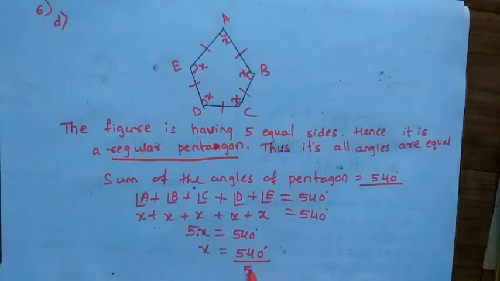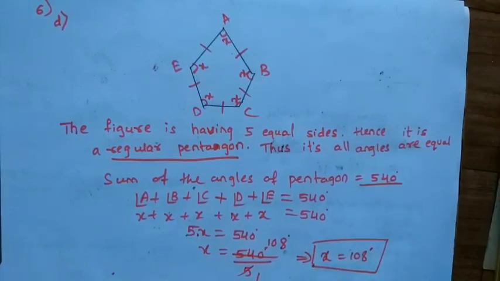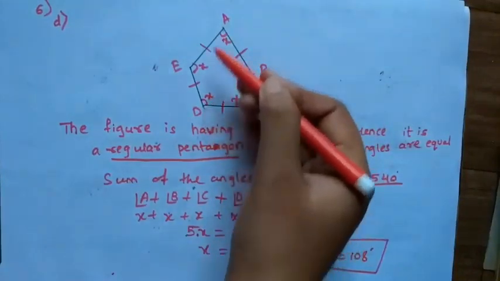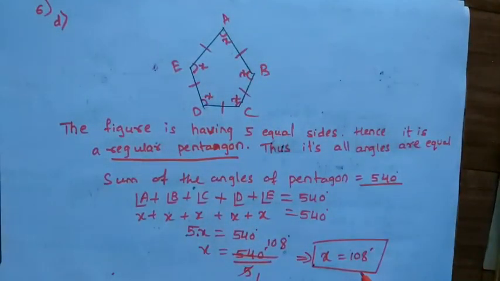So cancel, make it cancel here. 5 ones are 5. Okay, 5 tens are 50, 4 is the remainder. 5 8s are 40. So what is the x value here? 108 degrees. Here the x value is 108 degrees. This means all angles are equal to how much here? 108 degrees. This is the solution.